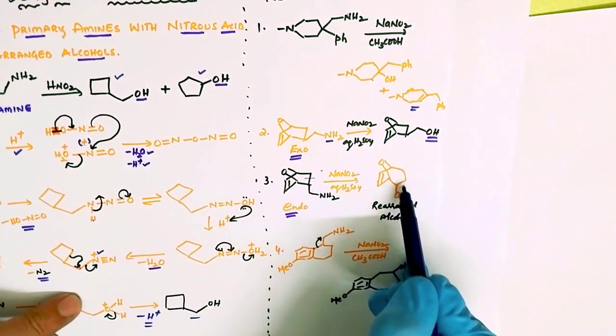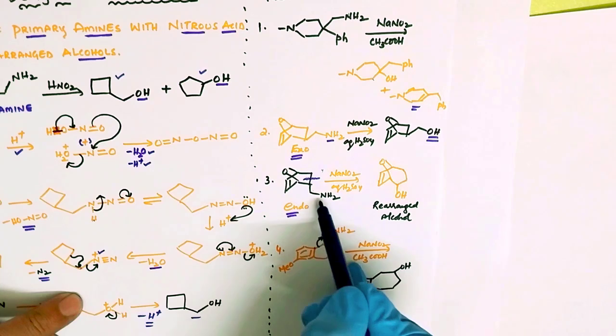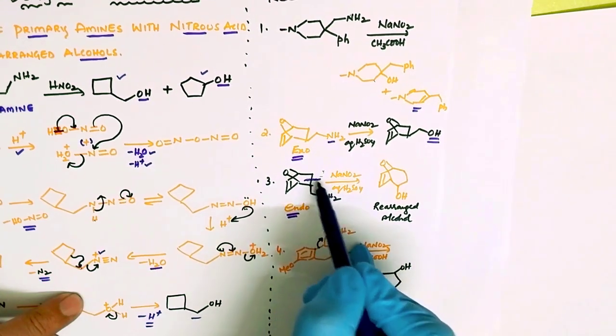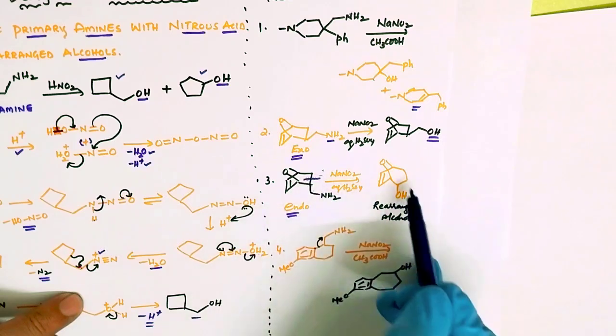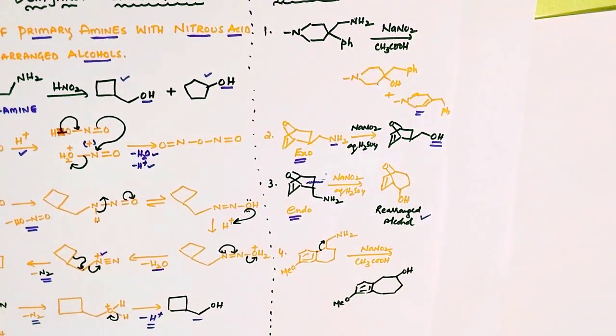In this case also a similar situation happened. Here this bond is subject to cleavage. Here N triple bond N plus will be there, and these bonding electrons form like this, thereby the 6-membered ring is converted into a 7-membered ring. A rearranged alcohol is observed. Here also a similar kind of situation: the 6-membered ring is converted into a 7-membered ring.